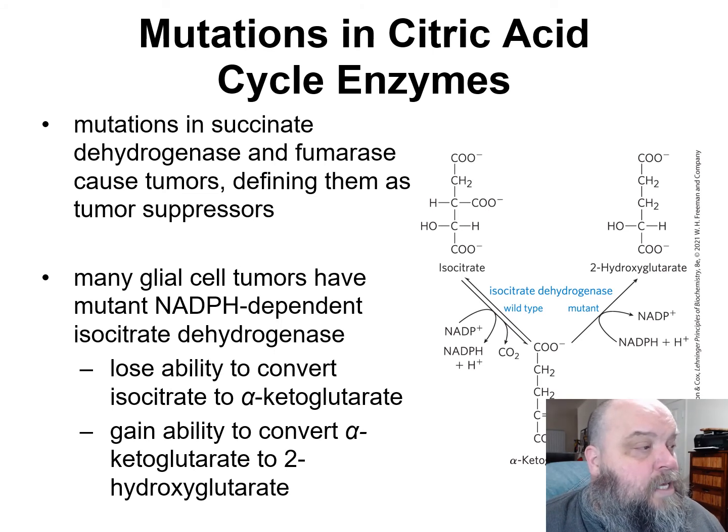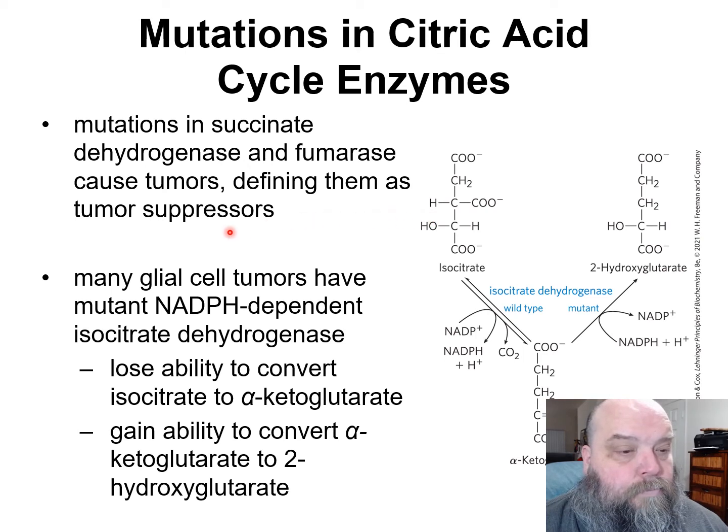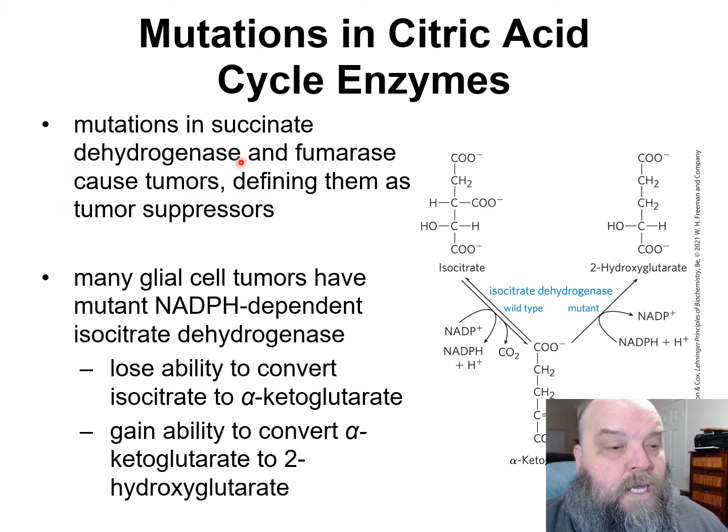When you get mutations in certain genes, we see that a couple of the genes, succinate dehydrogenase and fumarase, changes in these mean that those cells now have a greater potential of becoming tumorous, meaning they're going to start going through cancerous, uncontrollable growth, uncontrollable metabolism.